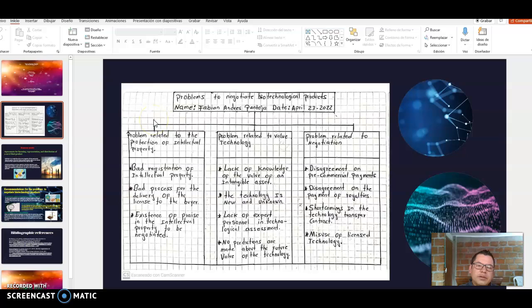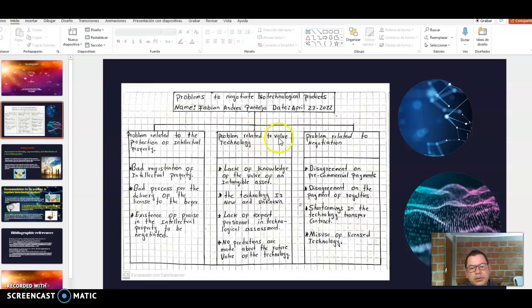These are the problems to negotiate biotechnology products. Problems related to the protection of intellectual property: bad registration of intellectual property, bad process for the delivery of the license to the buyer, and existence of a price in the intellectual property to be negotiated.